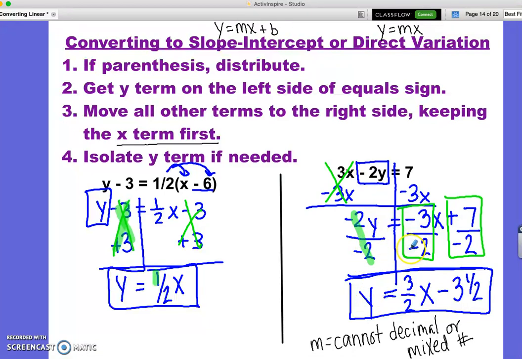A negative divided by a negative becomes a positive. I'm going to leave my fraction, or my slope, as 3/2 because I don't want it to be a decimal, and I want it to be in simplest improper form. And then 7/2, I can change that to a mixed number. That's okay.